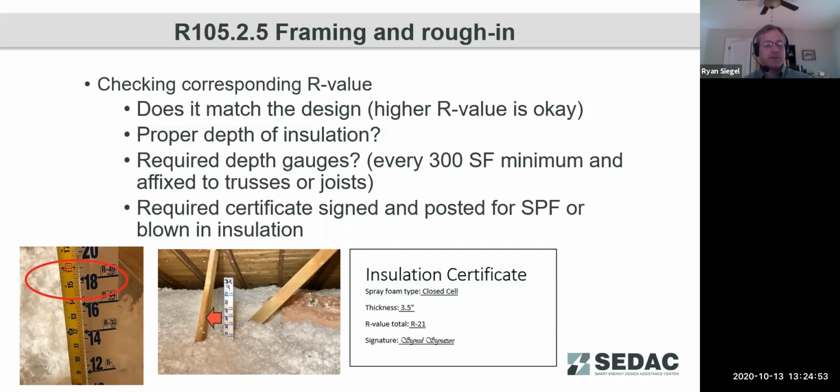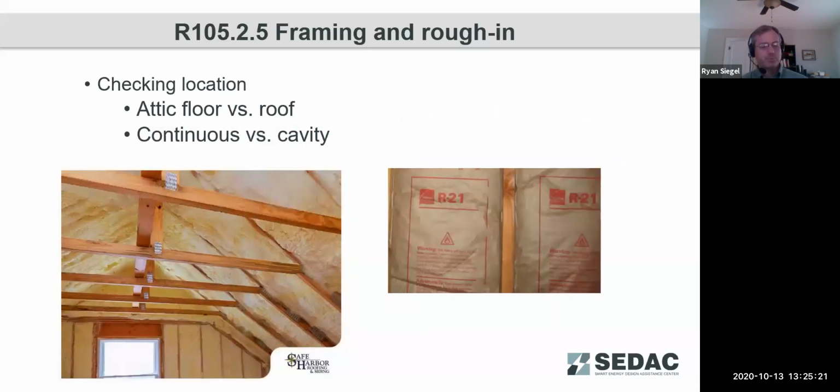So for blown-in products, it does require a pretty decent list as far as specifying the initial installed thickness, what the settled thickness is, the settled R value, install density, the coverage area, and the number of bags has to be put on the certificate. So that's a fair number of aspects that you need to make sure. And again, locating these in a conspicuous location.